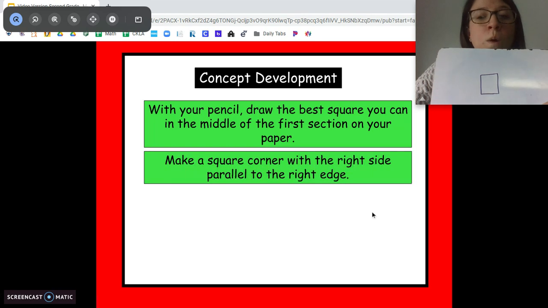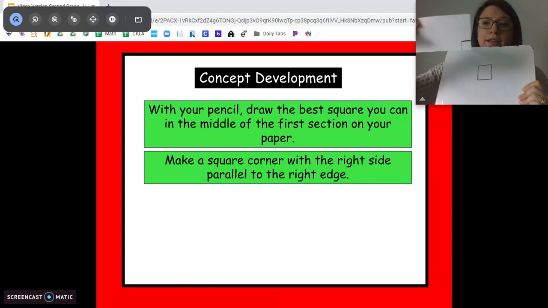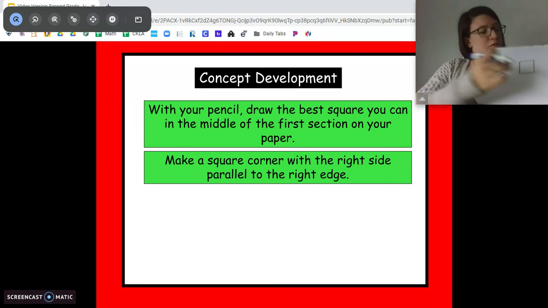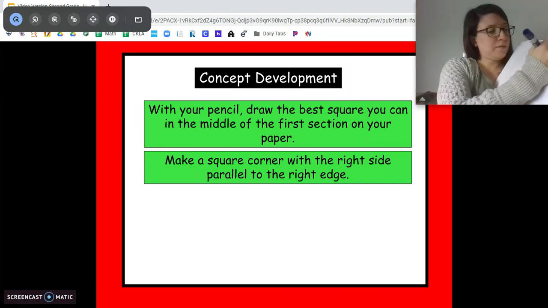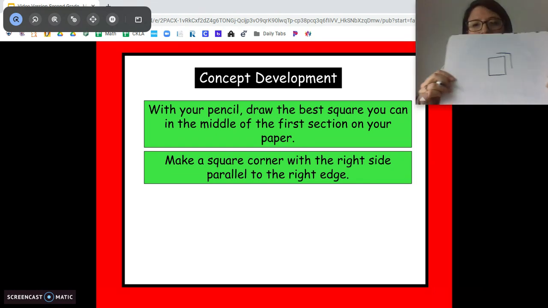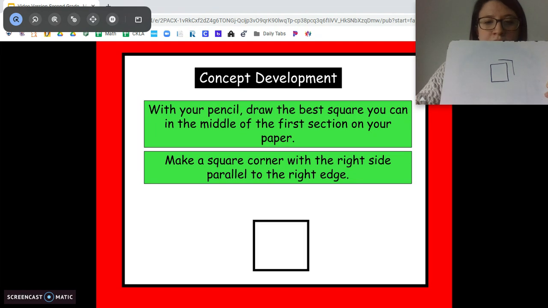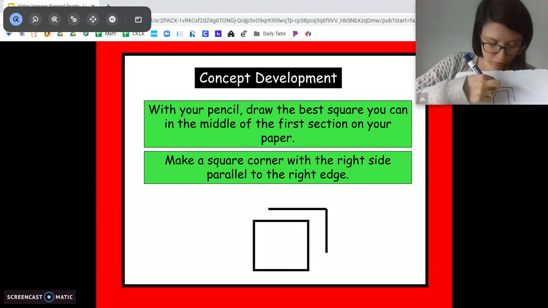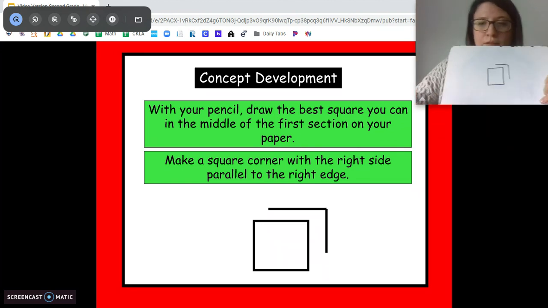All right, now our next step is to make a square corner. Remember, square corners look like this, with the right side parallel to the right edge. So here's our right edge. So we're going to make a square corner parallel to the right side and the right edge, kind of like that. All right, remember, parallel lines are lines that will never touch. So these 2 lines are parallel. They're never going to touch.